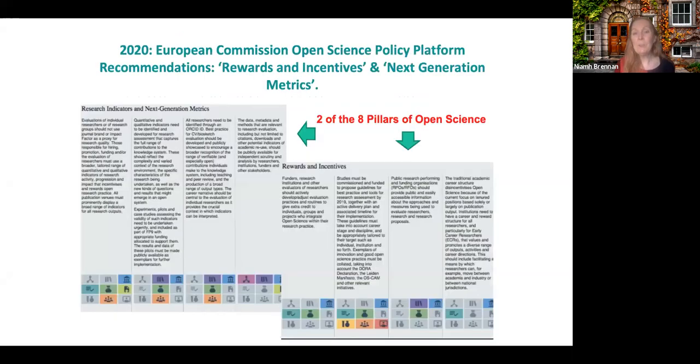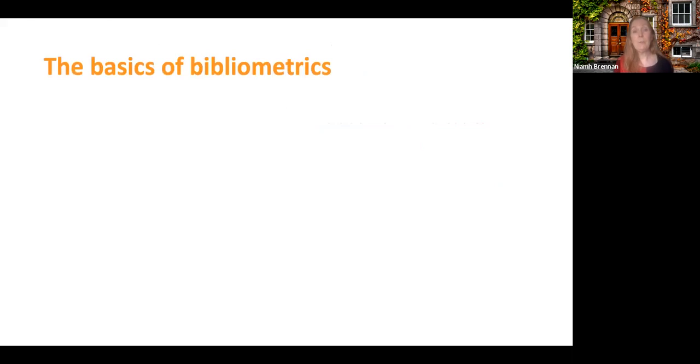Of course, the European Commission has indicated their concern about this by making 2 of the 8 pillars of open science about research indicators and next generation metrics, and rewards and incentives. Both of them are worth checking out to make sure that we're keeping with what these good principles are in our use. So here are the basics of bibliometrics. Here they are.